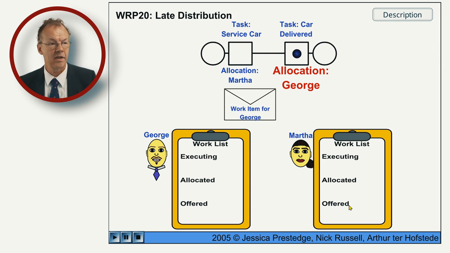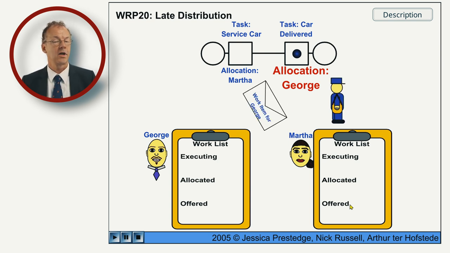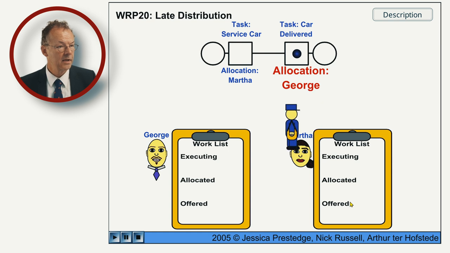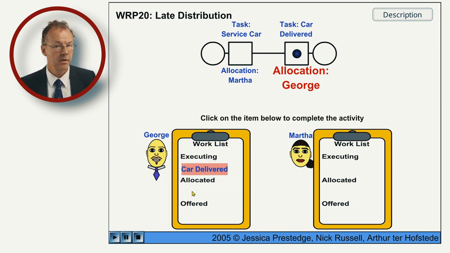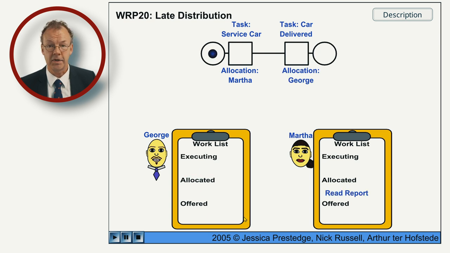She completes it and then we have a car delivered work item. This is allocated to George in the ordinary way and completed. In YAWL, we can implement this using teams and task privileges.